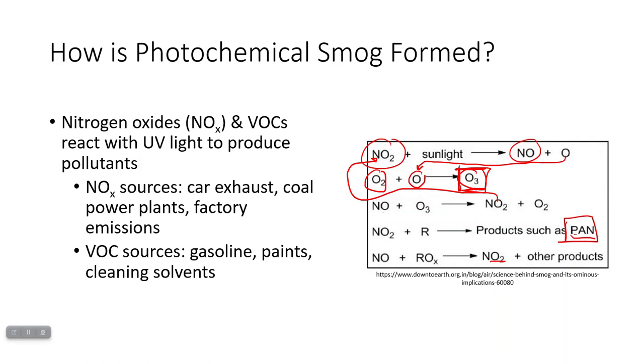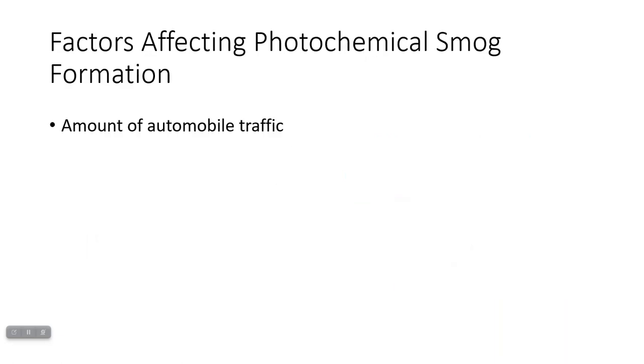Sources of VOCs include gasoline, some emissions from cars, paints, and cleaning solvents. And when those react, because of being hit by UV light, providing them with energy, that is what's going to cause photochemical smog. So, what factors affect the formation of it?